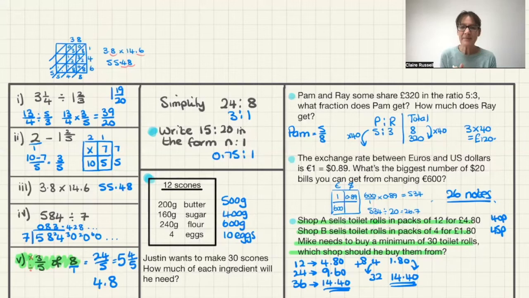So when I am explaining which shop he should buy them from, it isn't actually going to be about the money that I talk or comment on. It's going to be about the number of toilet rolls in this case, because it still makes better sense to go to shop A, even though the money's the same, because shop A is giving me more toilet rolls. So I'd be crazy not to go to shop A.